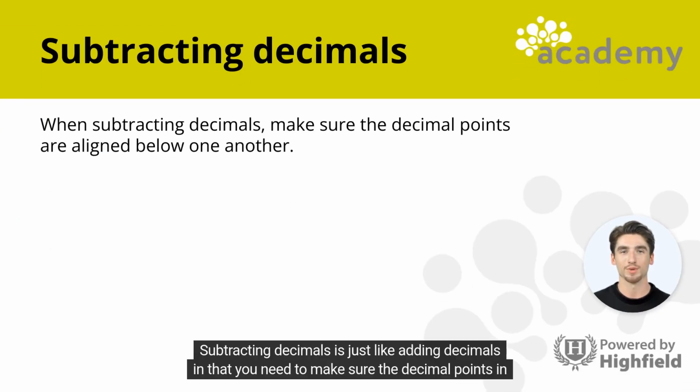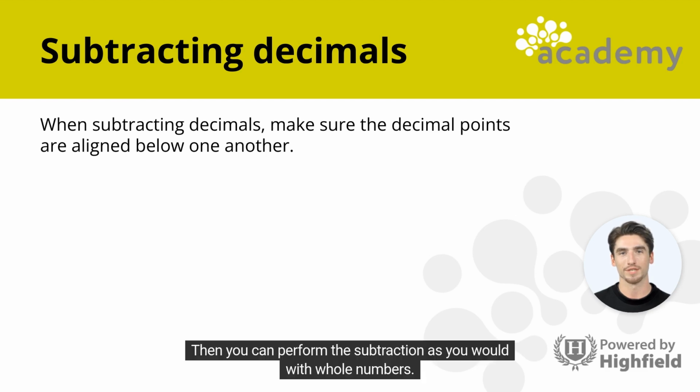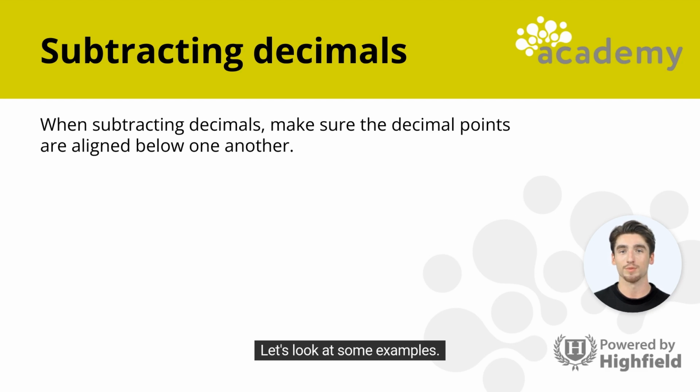Subtracting decimals is just like adding decimals in that you need to make sure the decimal points in all the numbers are aligned one below the other. Then you can perform the subtraction as you would with whole numbers. Let's look at some examples.